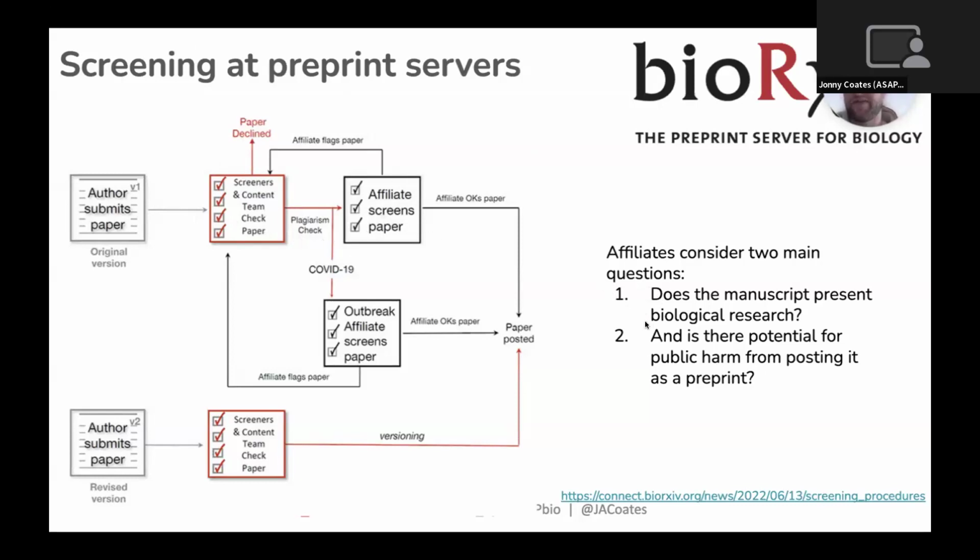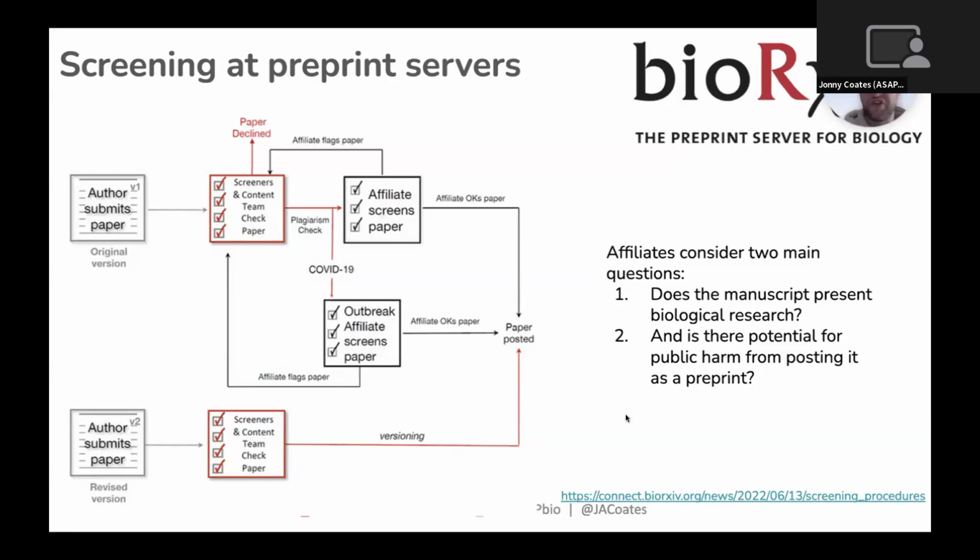They screen the paper, and effectively they're asking two questions. So one is, does the manuscript present biological research? Because bioarchive is a biology-based preprint server. And the other is, is there potential for public harm from posting this work as a preprint? And this is where bioarchive separate out things that they think really need peer review. medRxiv, which is run by the same people as bioarchive, is more medical focused, and that has slightly more stringent screening processes.